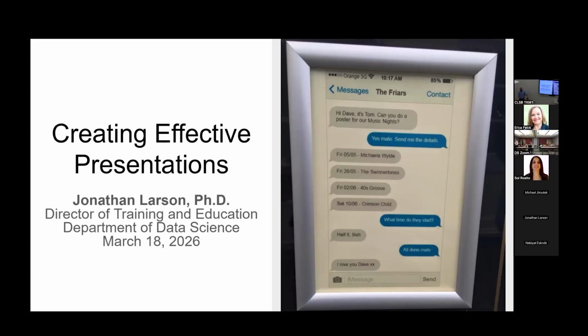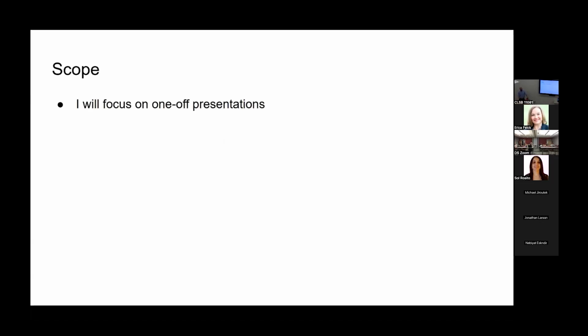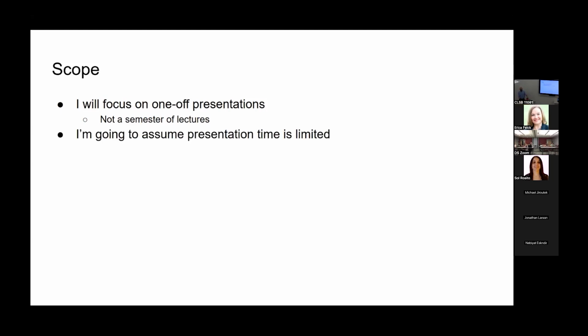So first, I think it would be useful for me to talk about the scope. I'm going to focus on sort of one-off presentations, something that you might do at a conference or at a meeting, but not a semester of lectures. I'm also going to assume that your presentation time is limited, so maybe an hour or less, not a full day workshop. I think a lot of the stuff that I present will be applicable to these other scenarios, but I'm going to focus on if you have limited time and you're just giving one presentation.